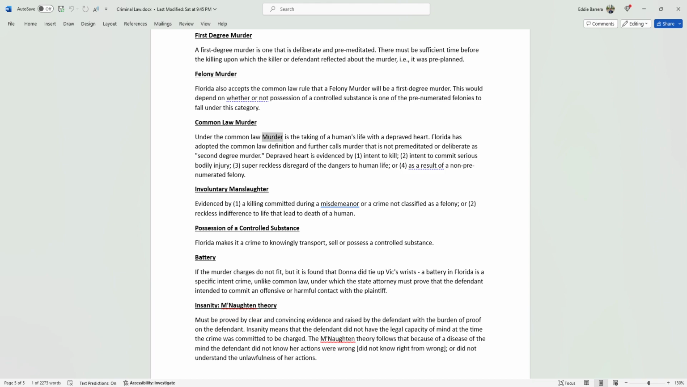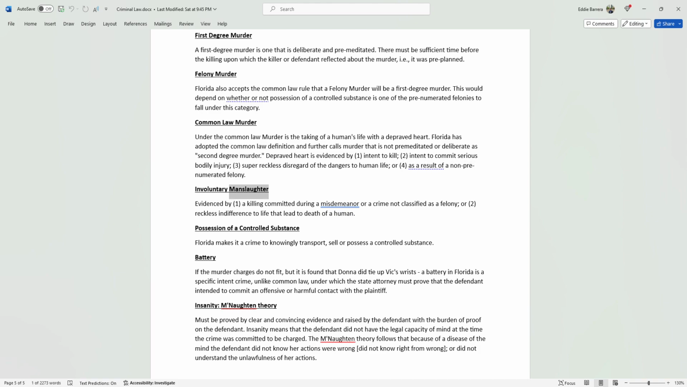Common law murder. Under the common law, murder is the taking of a human's life with a depraved heart. Florida has adopted the common law definition and further calls murder that is not premeditated or deliberate as second-degree murder. Depraved heart is evidenced by 1. Intent to kill, 2. Intent to commit serious bodily injury, 3. Super reckless disregard of the dangers to human life, or 4. As a result of a non-enumerated felony.